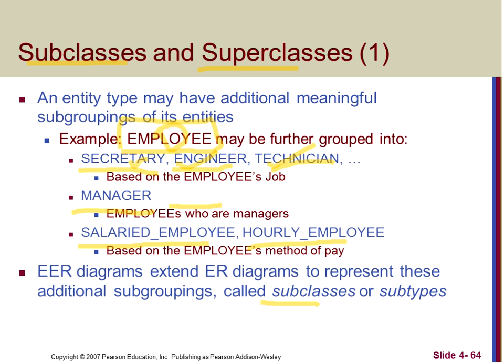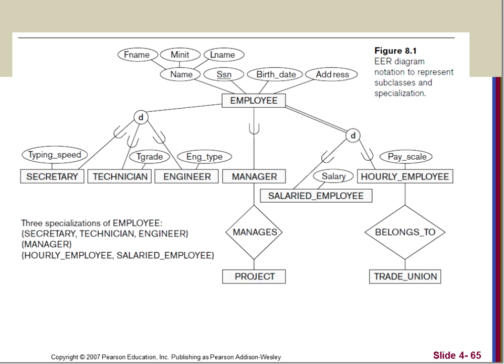Using the ER diagram, it's not possible to represent such super and subclasses, so we are going to extend. This is the enhanced or extended ER diagram. First, this part we already did in the ER diagram. This is the ER part. However, the types of employee like secretary, technician, and engineer, and also manager, and hourly or salaried, are not possible. So we are going to extend.